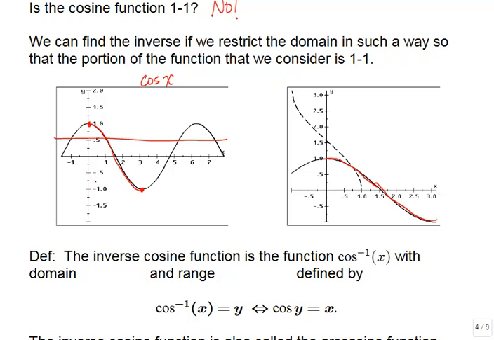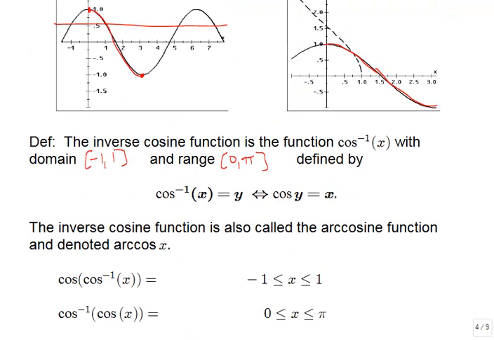And then what we're going to do is we're going to take the inverse by swapping that domain and that range. So what we're going to say is the inverse cosine function will now have domain -1 to 1 and range 0 to pi. And we're going to say that the inverse cosine of x is equal to y if and only if cosine of y gives you back x.